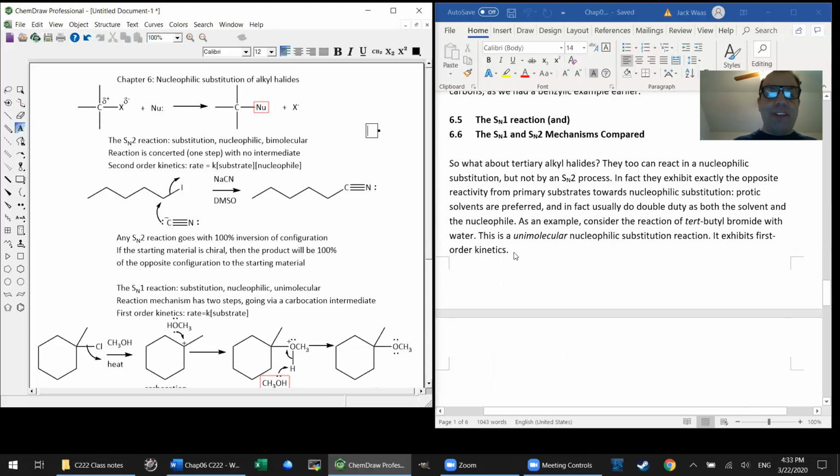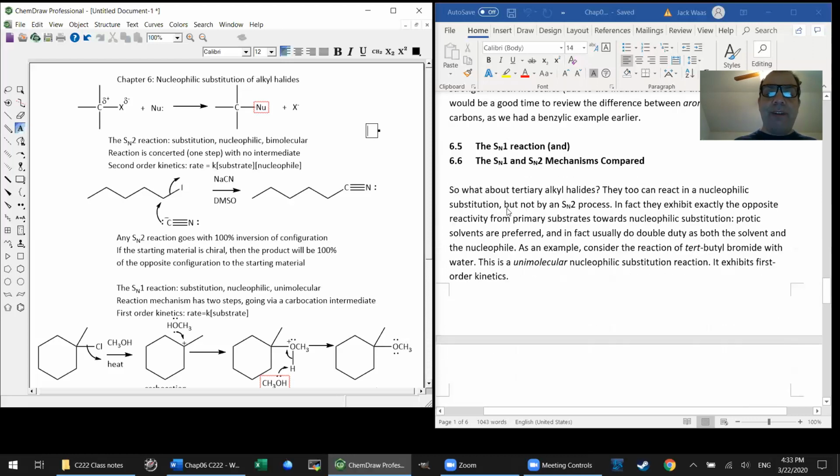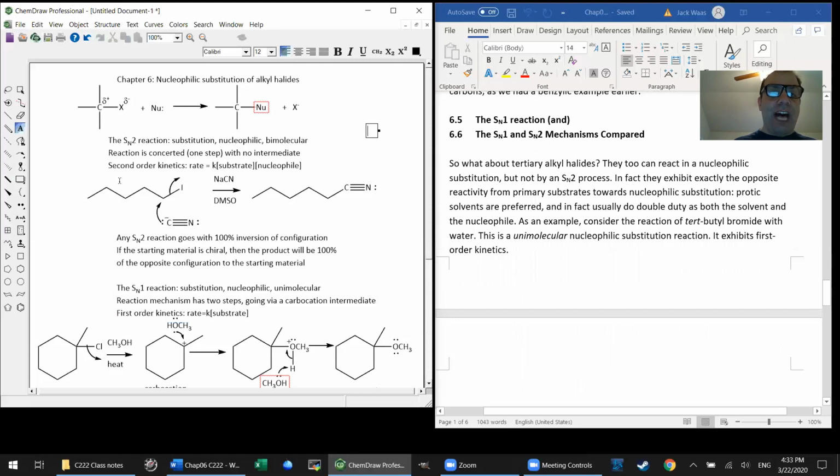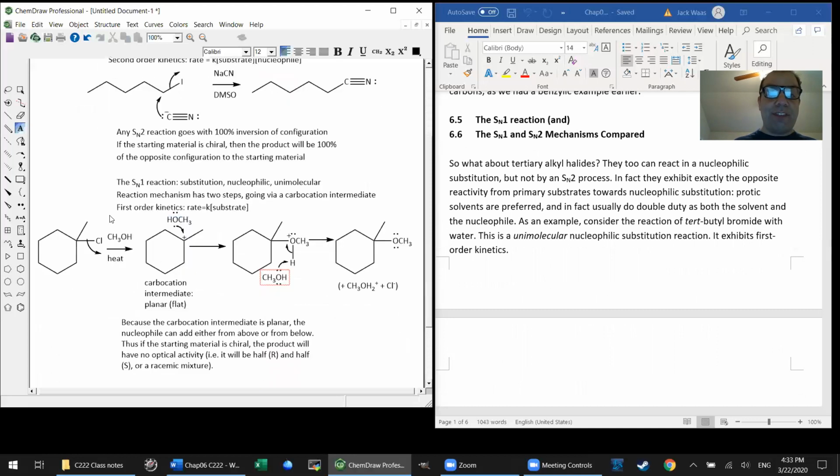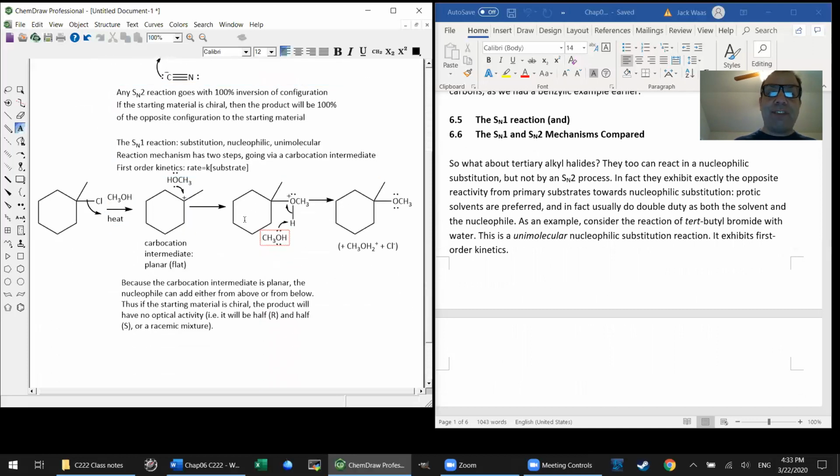What about if the starting material is not methyl or primary, but rather is tertiary? Can we do a nucleophilic substitution reaction there? Well, yes, we can, but it doesn't go by an SN2 process. It goes by what's known as an SN1 mechanism. And again, that would stand for substitution nucleophilic unimolecular. In this case, the reaction mechanism of the substitution itself has two steps.